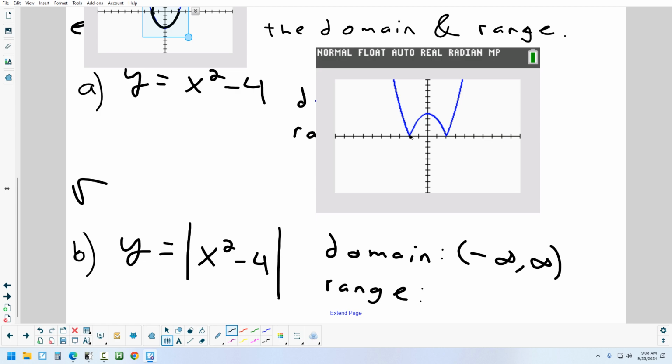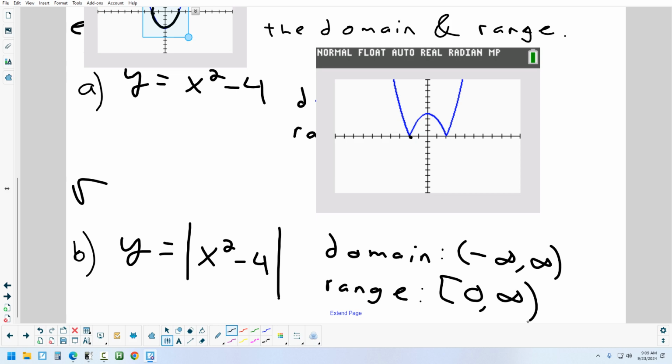Yeah, if you plug in 2, 2 to the second power is 4, and 4 take away 4 is 0. So it hits 0 when you go over 2 to the right, and it also hits 0 at -2. So it hits it twice. So we actually hit 0, and it goes up forever.